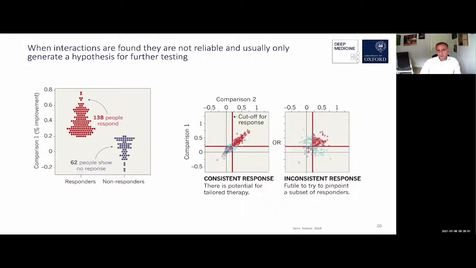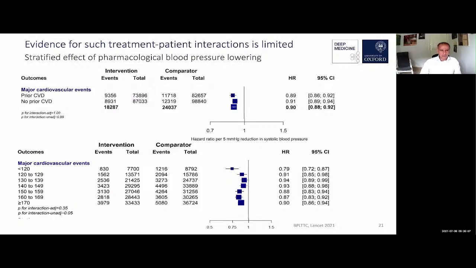And that shows that often the apparent delineation of populations into different strata is actually spurious and is not confirmed upon further testing. And that has been shown over and over again.